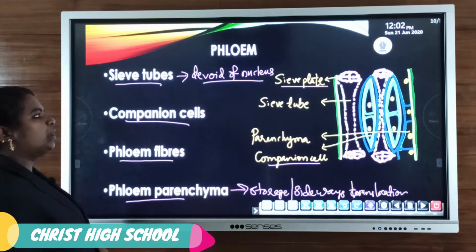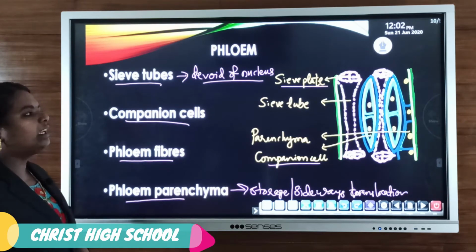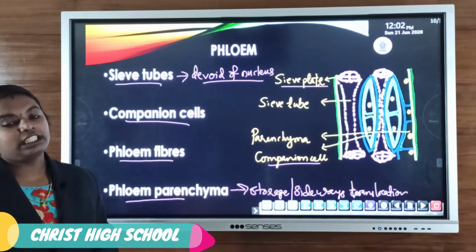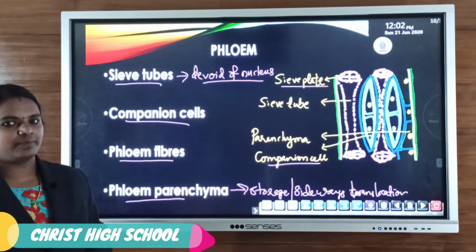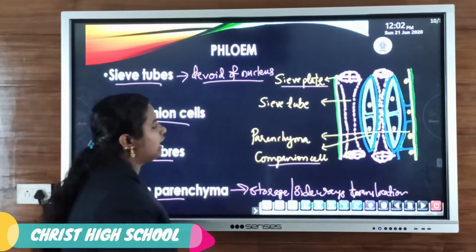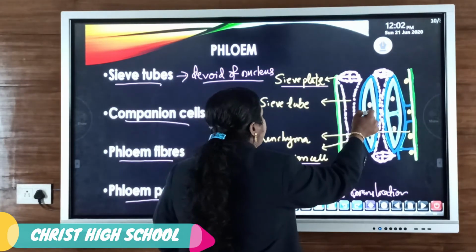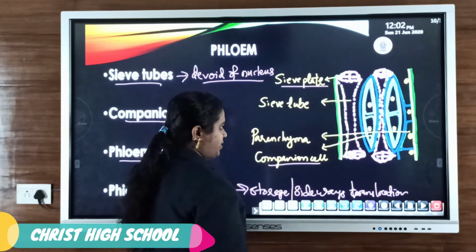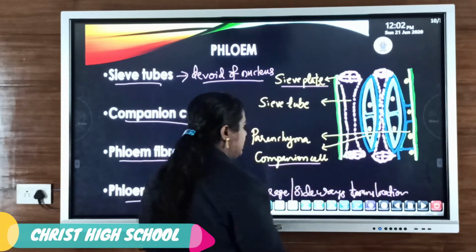So they are devoid of nucleus. So how can it carry out the function of this translocation of food? With the help of companion cells. Look at the figure. Sieve tubes are located here and companion cells are located just near to, or in association with, these sieve tubes. Again sieve tube, then companion cell.